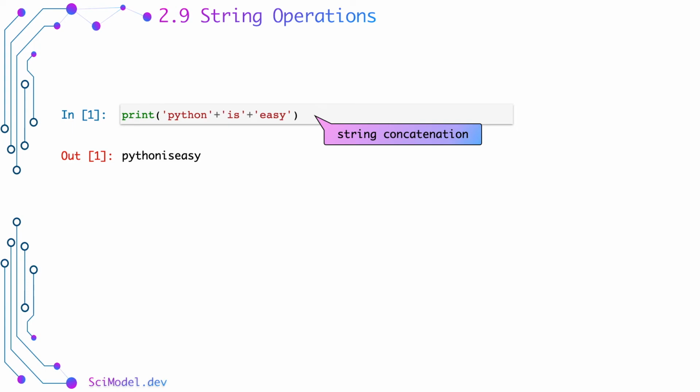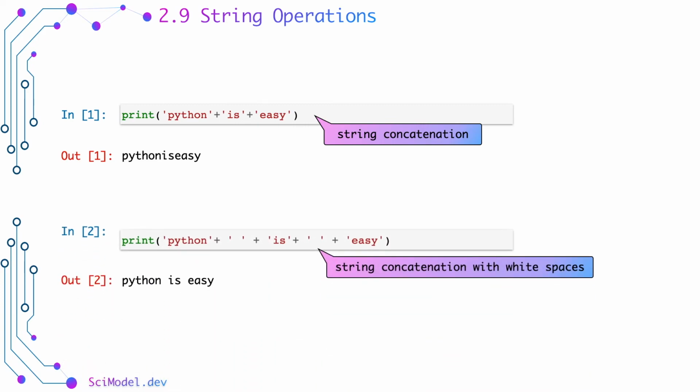String concatenation will be done by using the addition of those strings. This operator should not be confused with the plus operator used in floats and integers, as the latter will numerically add numbers. As you can see, there are no spaces between words produced with joined strings, so you can add them manually.